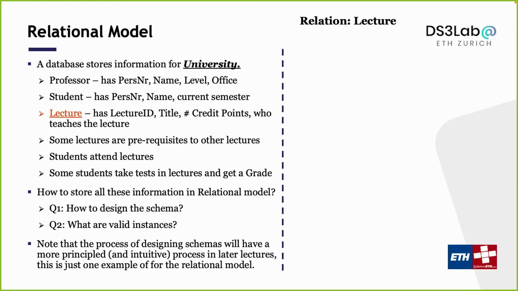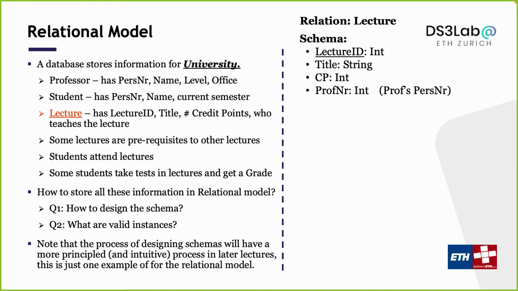Okay? And you can have other relations. For example, here's a whole bunch of lectures. We could have a relation called lecture, containing information about lectures. Each lecture has an ID, which is the primary key, the title of the lecture, the credit points, right?